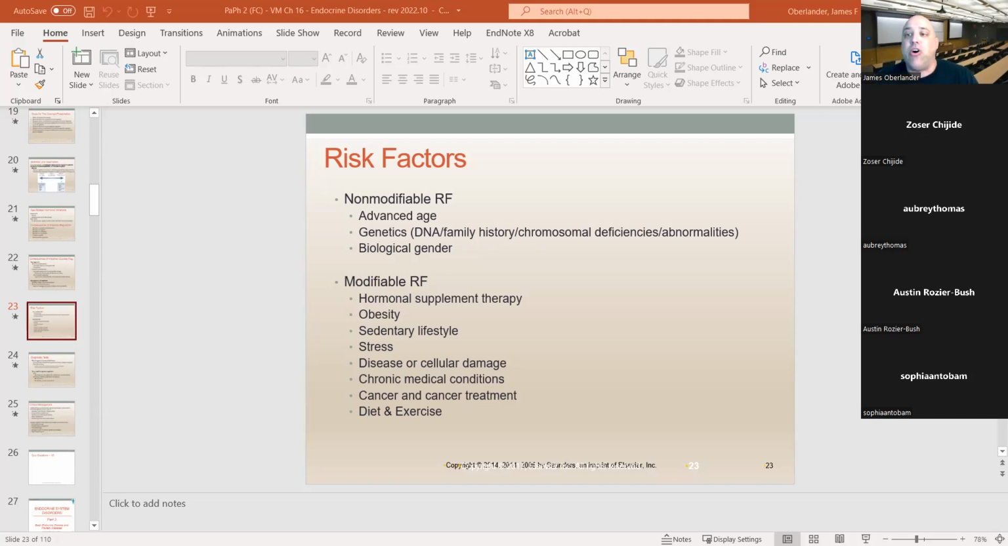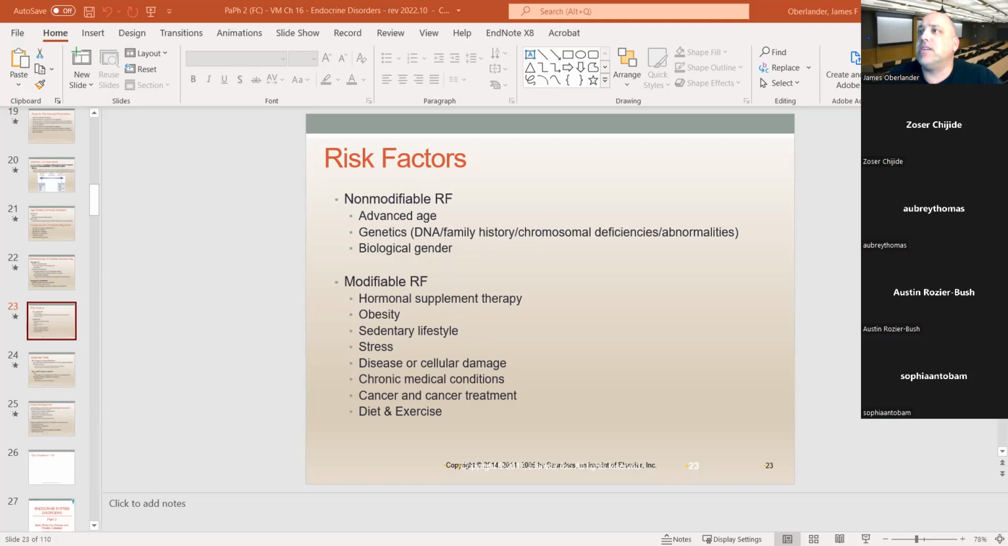And then the modifiable things are aspects of health and disease process that can be improved. So hormone supplement may be something that's modifiable, or obesity. By exercise, you can lose weight and you can gain weight, and sedentary lifestyle, you can get up and move around more. You can manage and cope your stress. So I believe in the updated version of the PowerPoint that also included the tweak to the hypo and hyperparathyroid slide. This was also updated in it. So all of the aspects that are currently in the modifiable are things that you can improve on. The non-modifiable are aspects that cannot be changed.